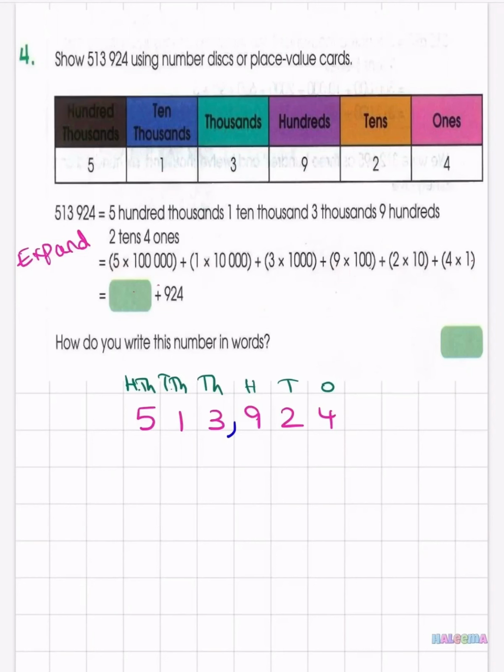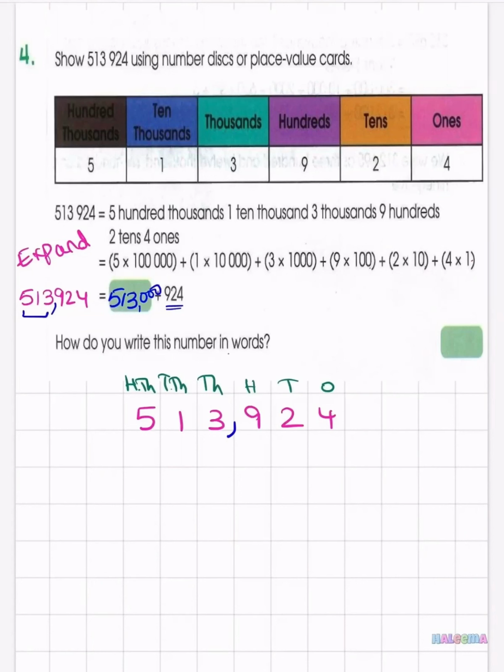Let's write the number down, 513,924. The first thing that we need to do is divide the number into two parts, okay? Look, 924 is already written for us. What we are left with is 513. What are we going to write here? 513,000. Why did I write 1,000 here? Because this is in the thousands place.